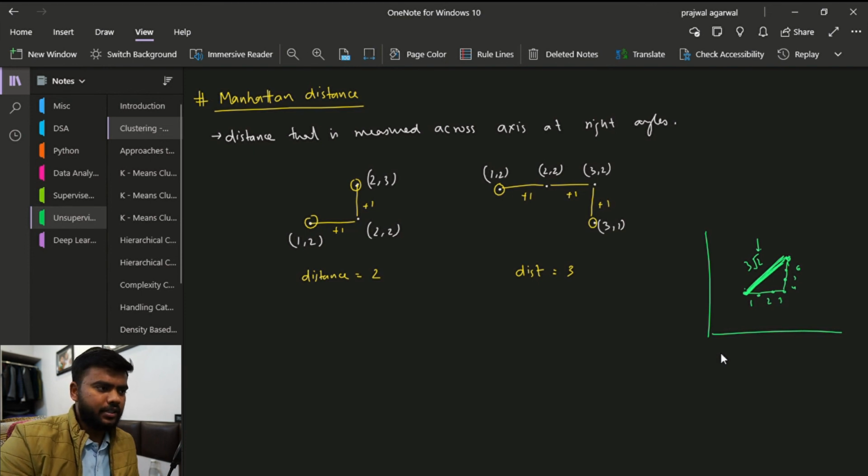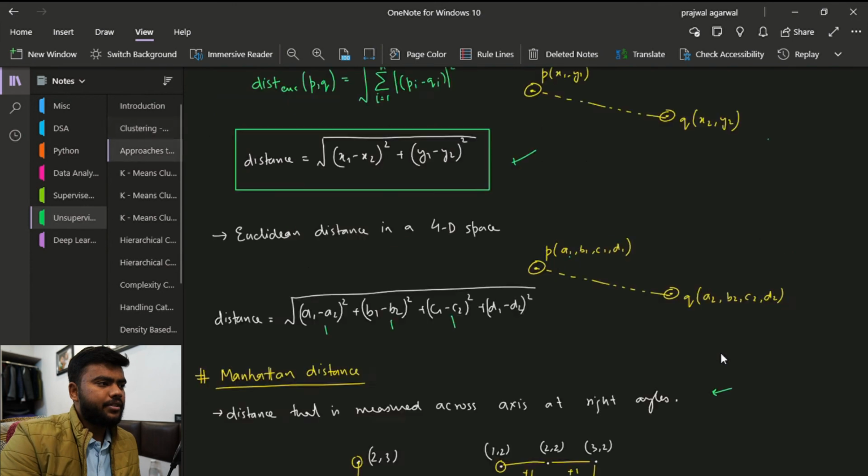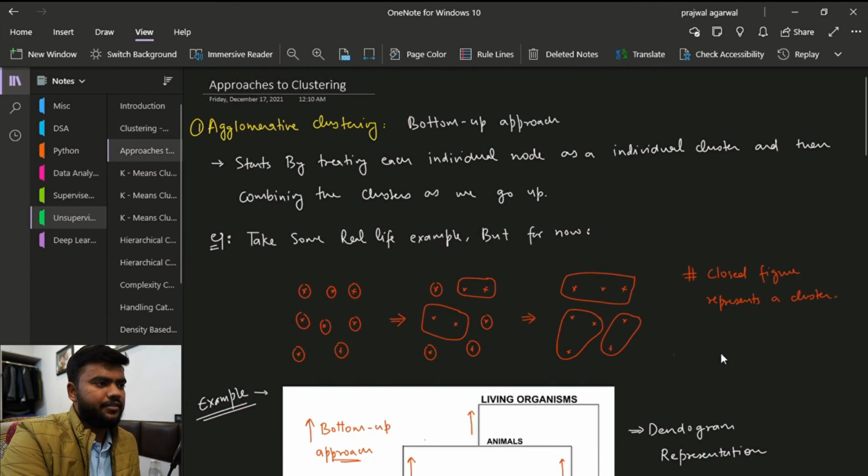Suppose we have the point (1, 2) and we have to calculate its distance from (2, 3), then we have to go one step here and one step here. So that is how we proceed. This is the Manhattan distance. In the next video we are going to discuss different approaches that we can take to approach clustering.